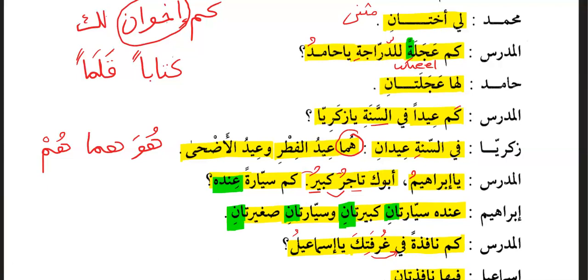كم نافذة في غرفتك يا إسماعيل؟ طيب ما معنى الجملة؟ إسماعيل, answer this question. كم نافذة, translate this. كم نافذة في غرفتك يا إسماعيل؟ Is he here? Yeah, he's here. إسماعيل, تفضل.